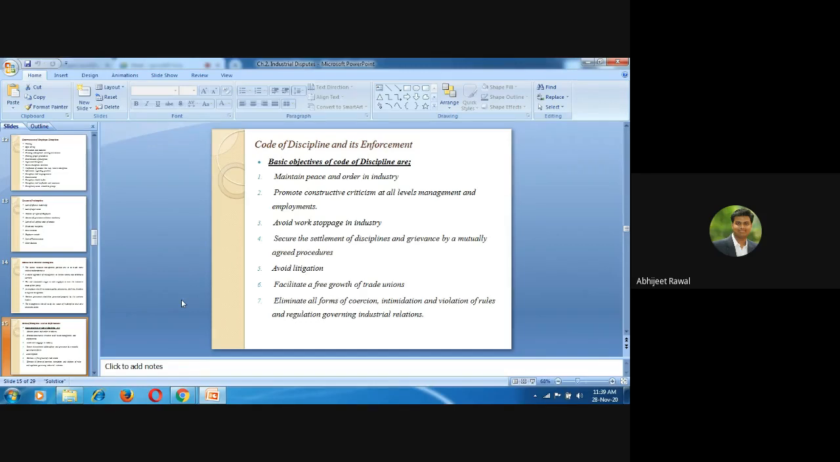उसको हम लोग बोलेंगे कंस्ट्रक्टिव क्रिटिसिज्म एट ऑल लेवल्स ऑफ मैनेजमेंट एंड एम्प्लॉयमेंट. And also, आपको, sir, वो fifth वाला. बेसिकली क्या है कि जो भी रूल्स रेगुलेशन बनाया गया है, दैट ऑल नीड्स टू फॉलोड बाय यू. You cannot go beyond the rules and regulation. Also, sir, the fifth point.